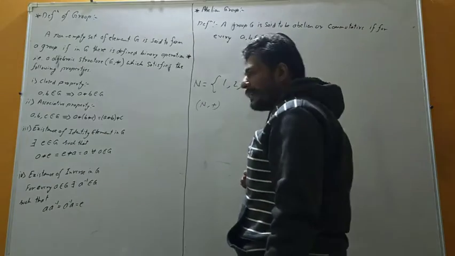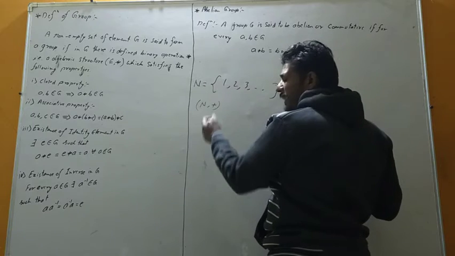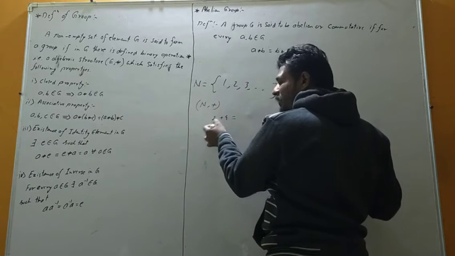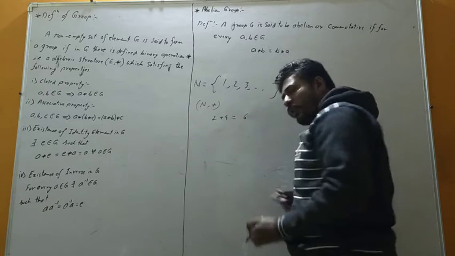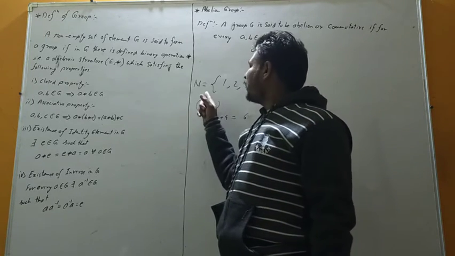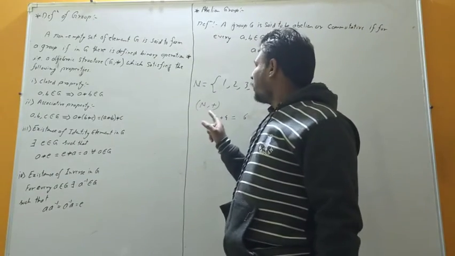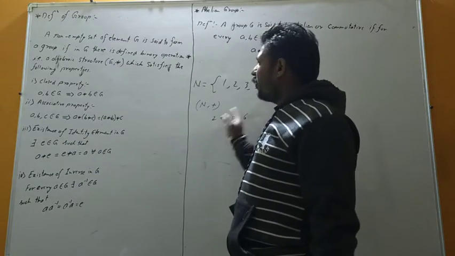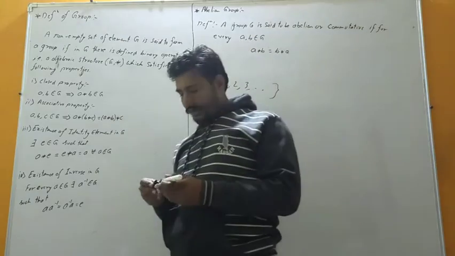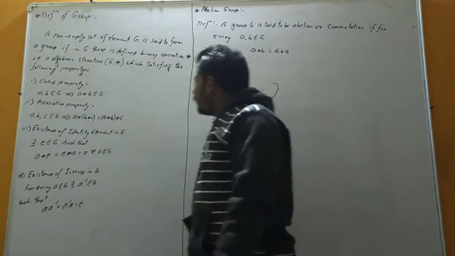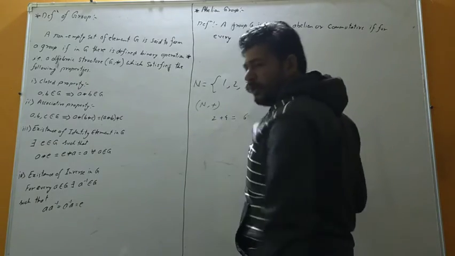How is the closed property satisfied? If you take any two elements, let us take 2 and 4, and add them, we get 6. Obviously 6 is also a natural number, so it belongs to this set N. So it forms a closed property. Next, we will discuss the associative property.